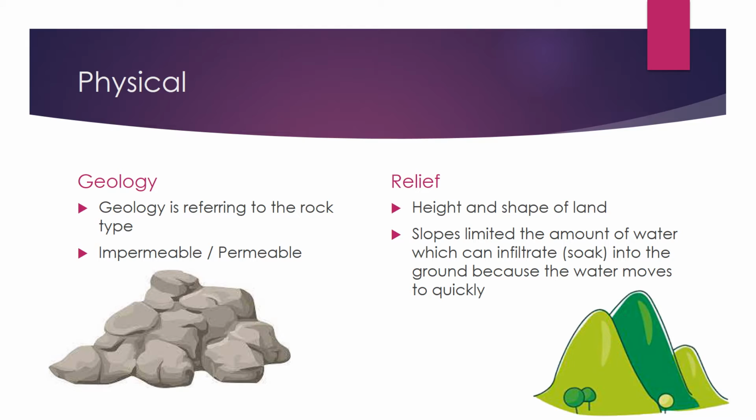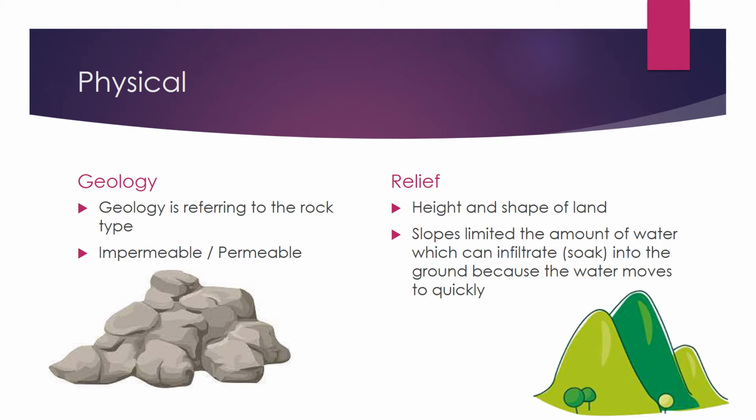So let's begin with geology. Some rocks, for example, chalk, are permeable. This means they will allow water to pass through. However, naturally, some rocks are impermeable, for example, slate. An impermeable rock will not allow water to pass through them, and as a result, the water has no option but to either collect on the surface or flow over it, which increases surface runoff.